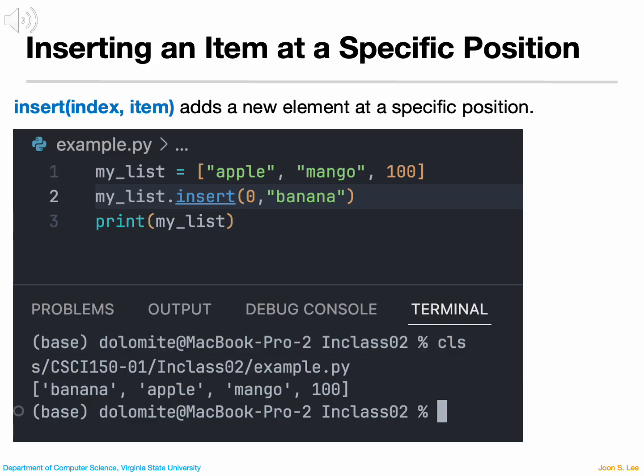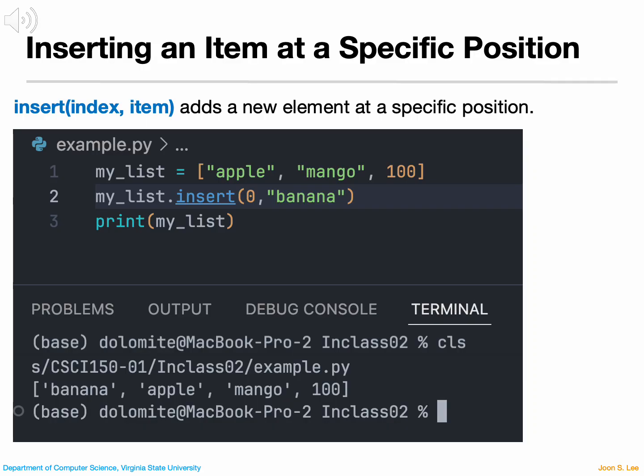We start with apple, mango, 100. Then we tell Python, hey, insert banana at index 0. Remember, index 0 means the first position in the list. So Python slides everything over and puts banana right at the front. When we print it, we get banana, apple, mango, 100.